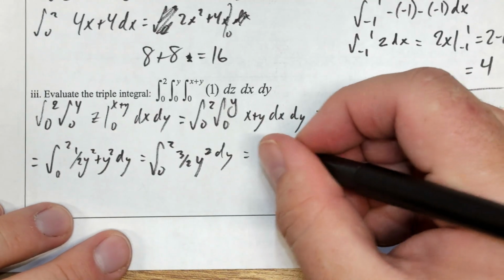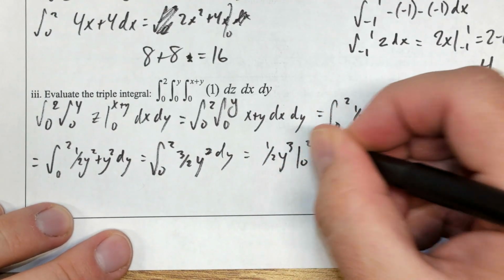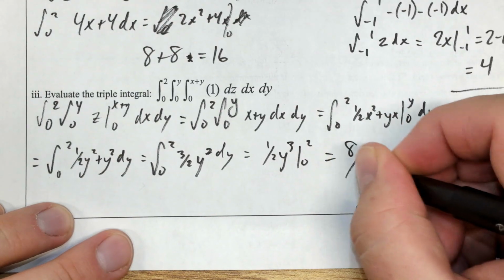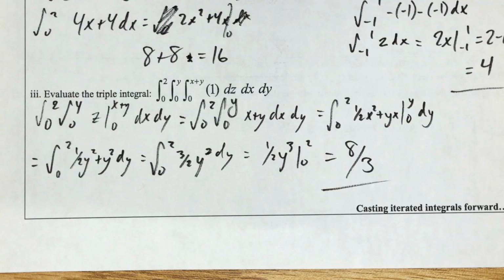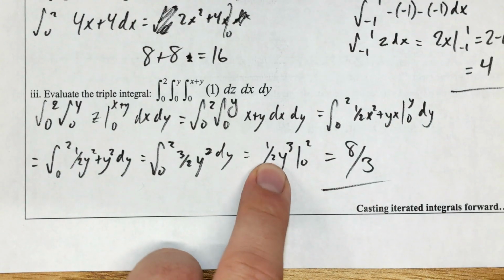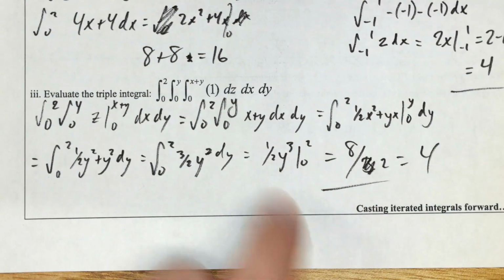Again, one more integral here. 1 half y cubed from 0 to 2 gives me 8/3. Final answer. Oops, 8/3. What am I saying? 8 halves. Me done. Gives me 4.